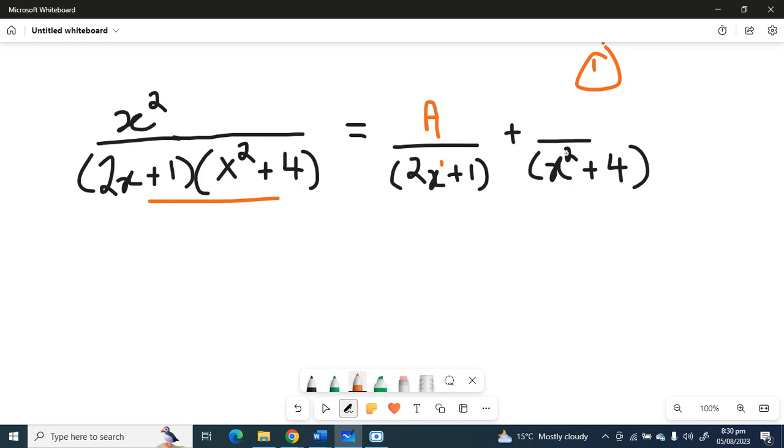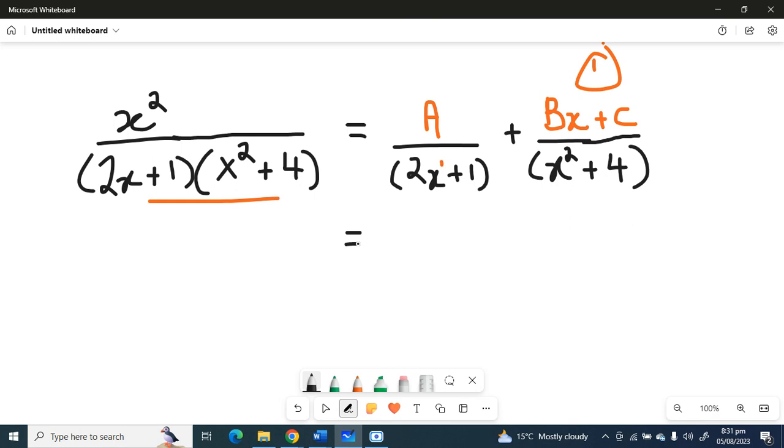On this side, since this is x to the power 2, our numerator is bx plus c. Now I'm agreeing, I'm saying bx plus c here. It's a quadratic factor. Whenever you say x to the power 2, just know it's a quadratic. If it's x to the power 3, cubic equation, cubic function, cubic factor.